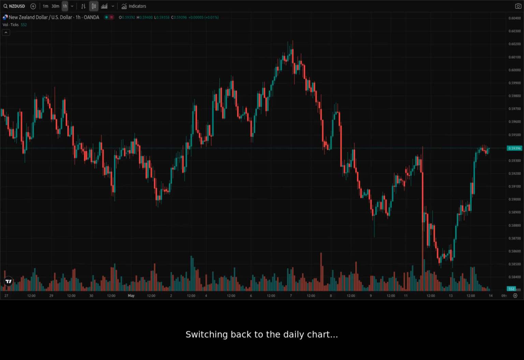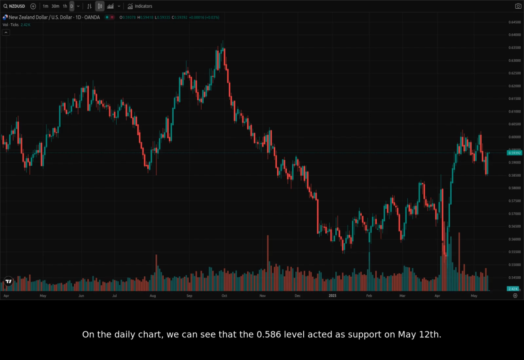Switching back to the daily chart. On the daily chart, we can see that the 0.586 level acted as support on May 12th. If that support can hold on the hourly, there's a possibility the downtrend could end there.